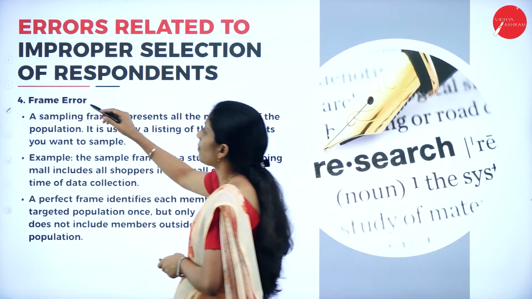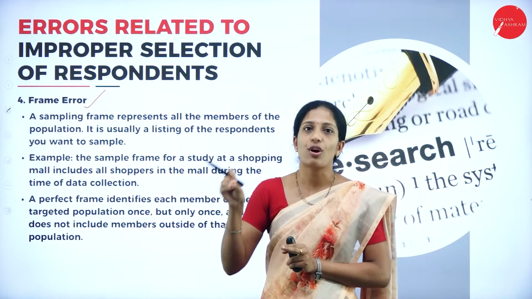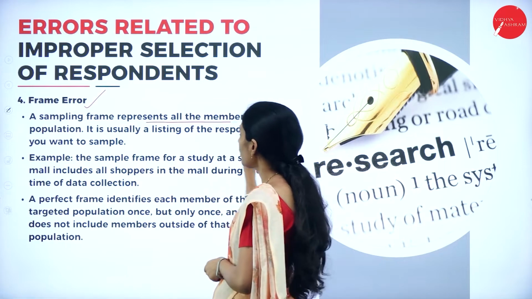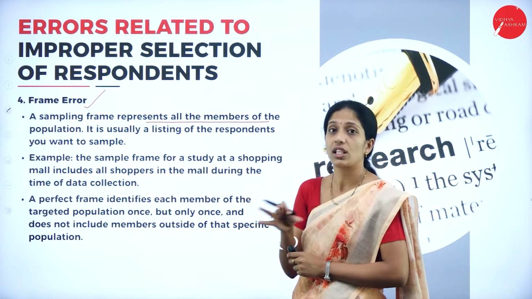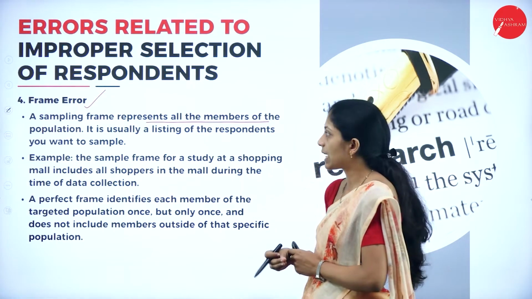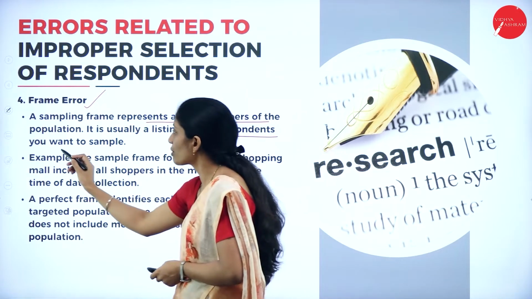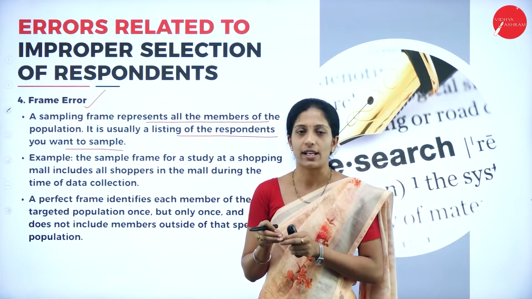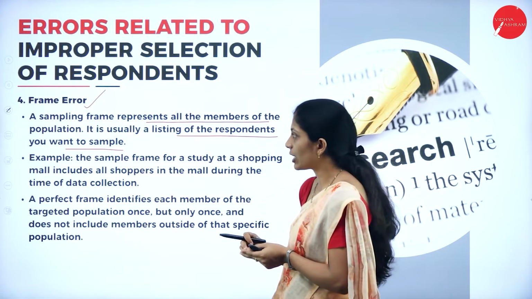Next one is frame error. So what do I mean by frame? It is a framework within which all the activities take place. A sampling frame represents all members of the population. It is a frame within which all the activities take place. It is usually a listing of the respondents you want to sample. So usually it means what? A listing of the persons from whom you want to collect the information.